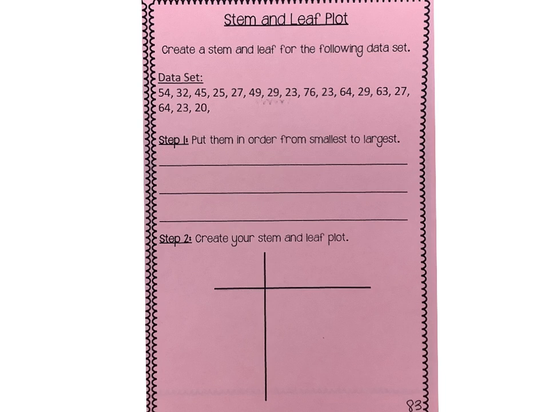I could easily see my mode, and I can see my range. My range is from 20 all the way up to 76. I subtract those two numbers. With that data set in order, I could even try to figure out my IQR, looking for the Q1, the Q3, and minusing them. So this is what we're going to be doing today on our assignment.